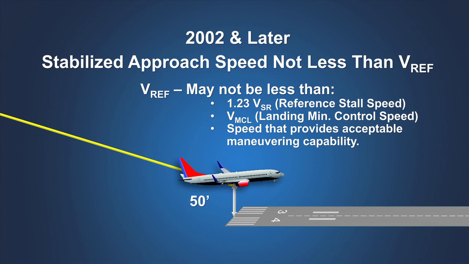Since this change occurred at the same time the rules governing stall speed calculation were amended, VREF differs slightly from its previous use. VREF as now defined may not be less than the reference stall speed, or VSR, which is the speed at which the stall speed in 1G flight corresponds to the point of maximum lift coefficient just before the lift starts decreasing as angle of attack is further increased. VREF must also be above the landing minimum control speed and any speed necessary to demonstrate acceptable airplane handling characteristics.